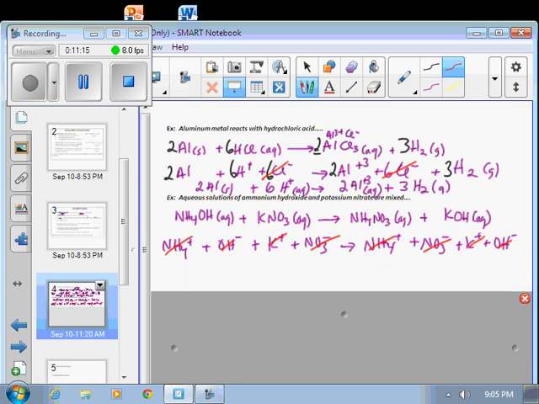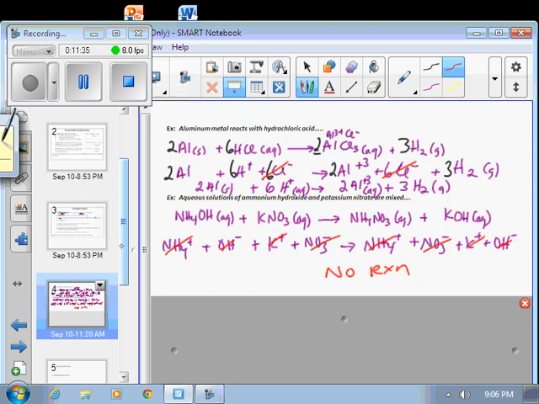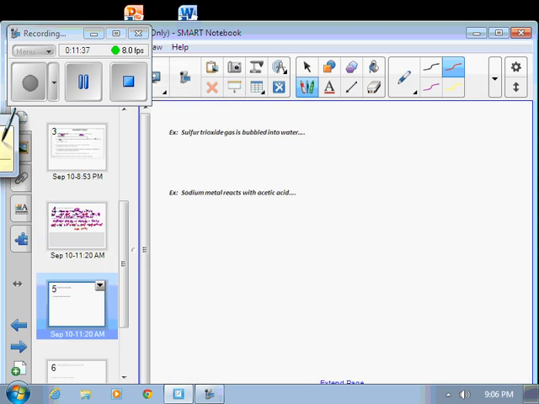So guess what? This reaction really did not happen. Okay, we would say that this is a no reaction. Meaning, all the ions are just kind of swimming around in solution. Okay, so there's no change in what's going on here. A lot of double replacement reactions actually don't really occur. So we would call that a no reaction. That does happen from time to time. All right, we got just a few more examples.